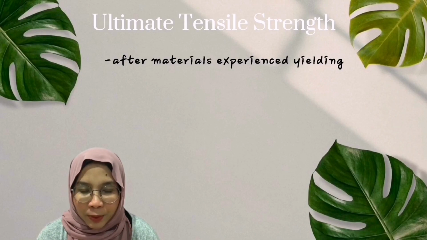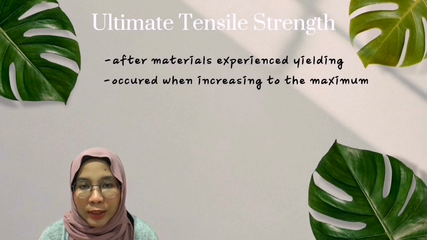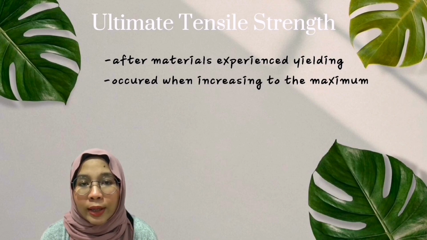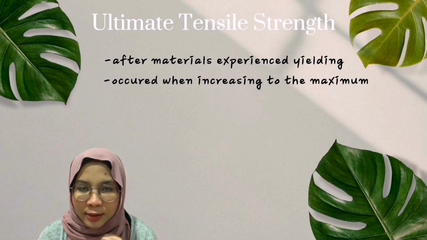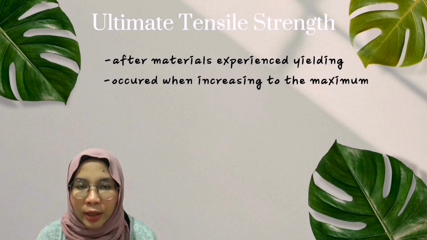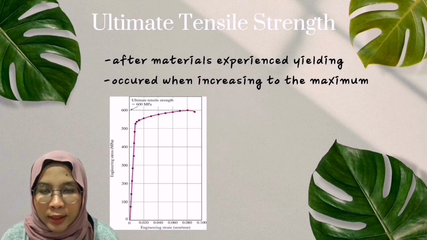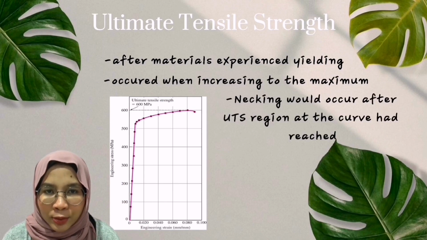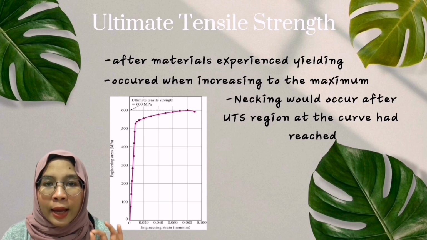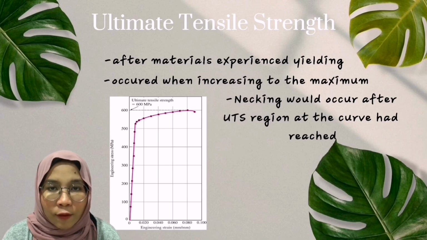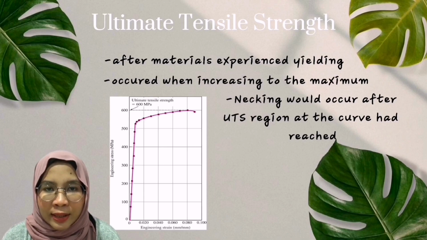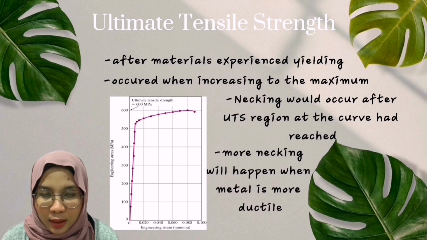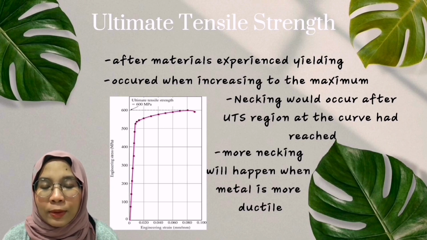After materials experience yielding, the stress necessary to continue the plastic deformation increases to a maximum, and this is where the ultimate tensile strength occurs. On the stress-strain curve, necking happens right after the ultimate tensile stress region of the curve has been reached, and usually the necking region falls in the third stage after the linear elastic and strain hardening regions. If the metal is more ductile, then more necking will take place before its failure.